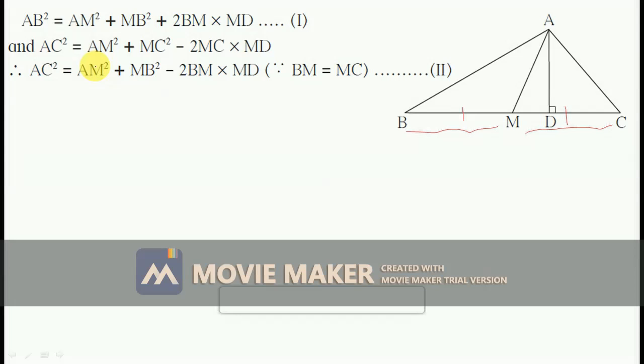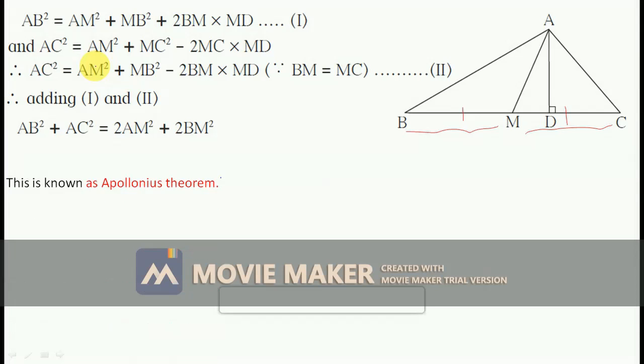So now adding the first and second equations, we get AB square plus AC square equal to 2AM square plus 2BM square. What we have to prove here is known as Apollonius theorem. Okay, guys.